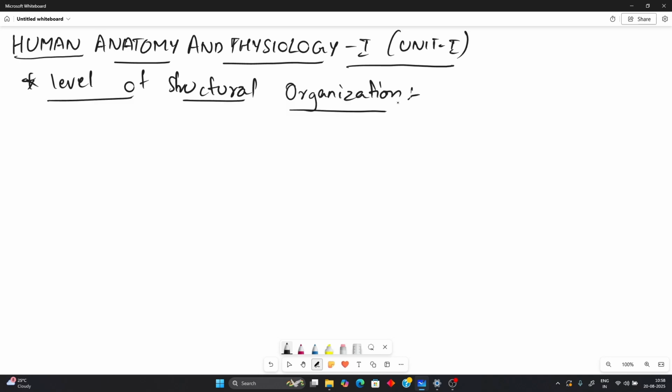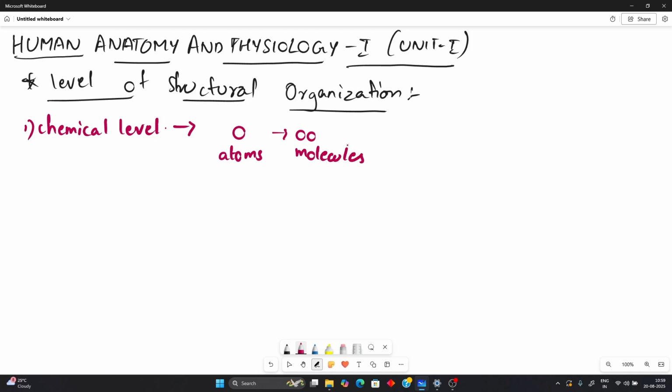Totally there are 6 levels of structural organization. The first one is the chemical level, which has small atoms, and a group of atoms forms a molecule. So this chemical level has atoms and molecules, especially elements like carbon, hydrogen, oxygen, nitrogen, phosphorus, calcium, and sulfur. These are all essential for maintaining life. Some familiar molecules like DNA and glucose are also present in this chemical level.